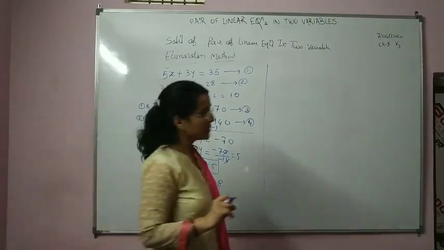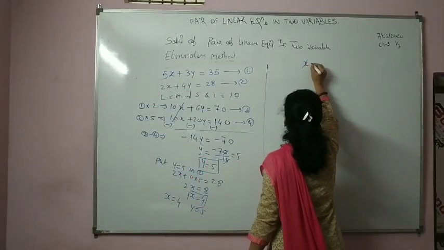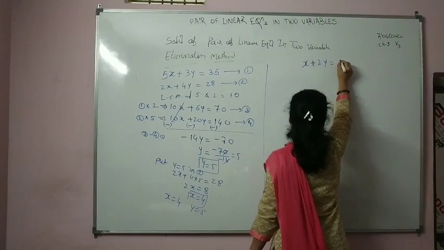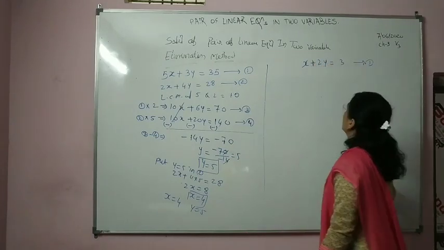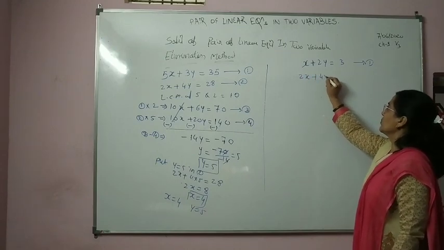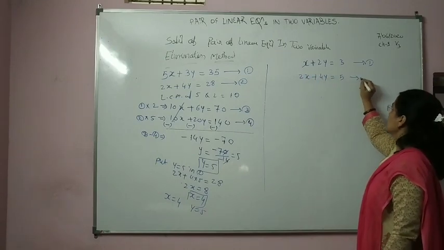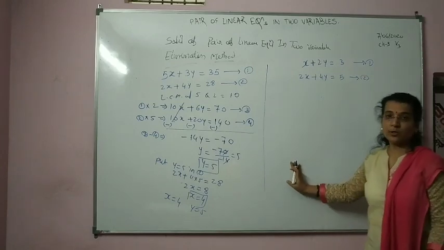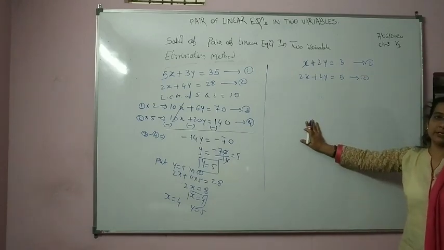Now suppose I take x plus 2y equals 3. This is my first equation. And the second equation is 2x plus 4y equals 5. This is the second equation. And the question is to solve the equation by elimination method.